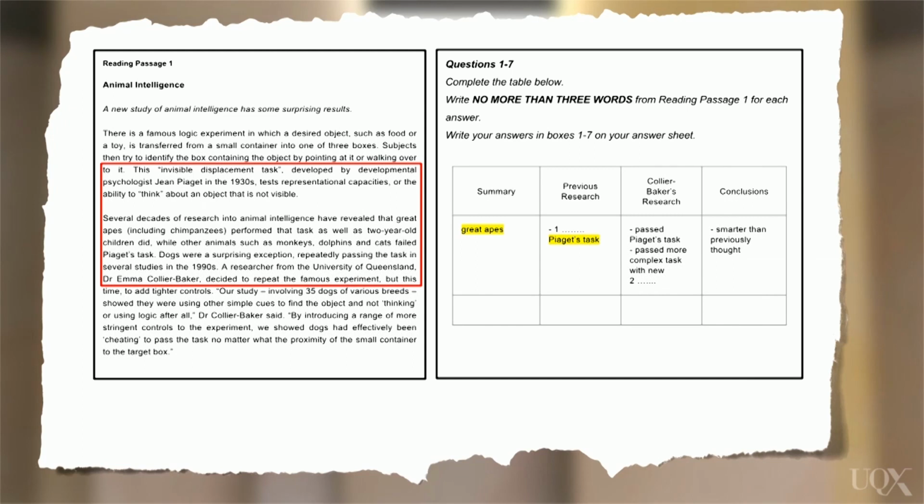In this case, the areas of the text which contain the answer for question 1 have been highlighted. Read this section carefully and try to find the answer. For question 1, performed is the answer.